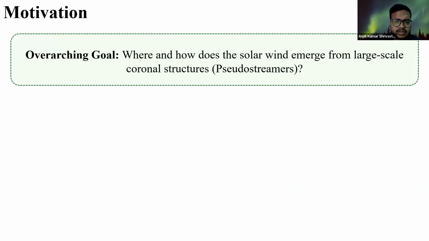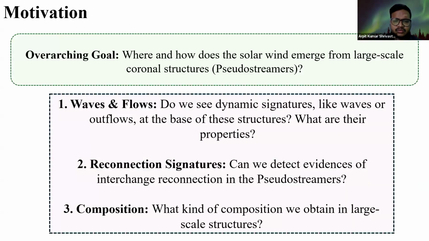So our motivation is pretty clear. We want to understand where and how the solar wind emerges from the large scale solar structure, a pseudo streamer in this case, and do we see dynamics near the base, like waves and outflows? What are their properties? Can we detect evidence of interchange reconnection in pseudo streamers? And if yes, what kind of composition do we obtain in large scale structure near the base, in the low corona?